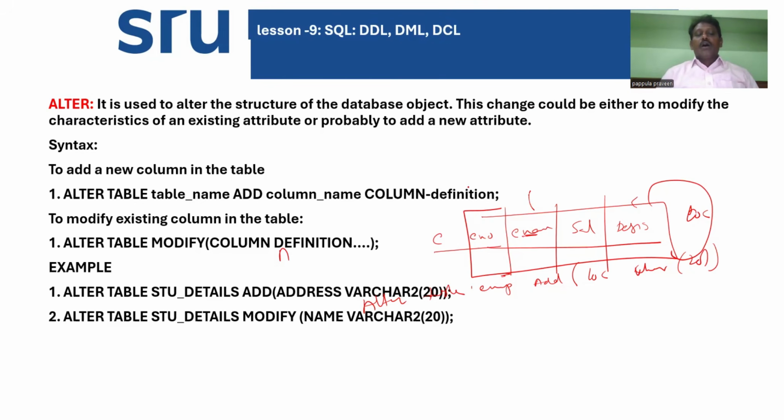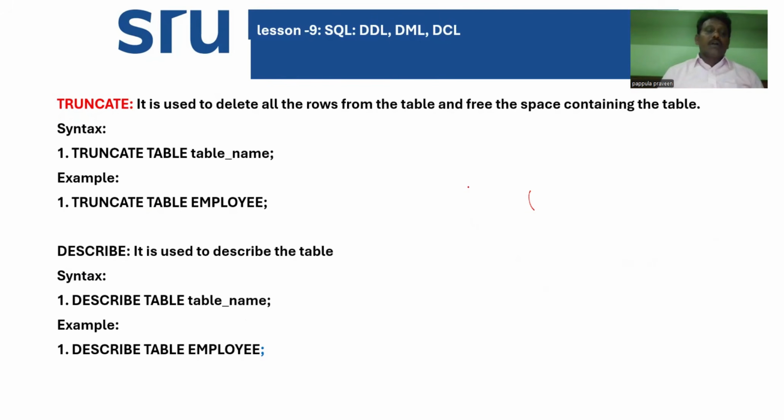So by using the modify attribute, alter table, modify definition, like alter table student details, add address where character 20. Alter table student details, modify name character of 20. Actually, name is previously we declared as 10 characters. Now we can increase from 10 to 20 characters. So this is about the alter. You remember, alter is used for adding the attributes as well as modifying the attributes. Okay, clear? Is it clear, guys? Yes.